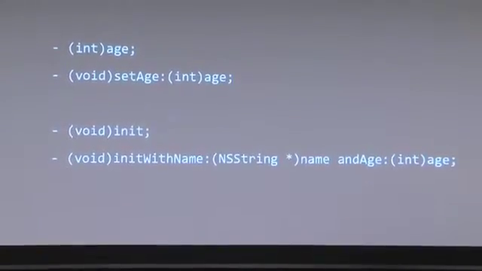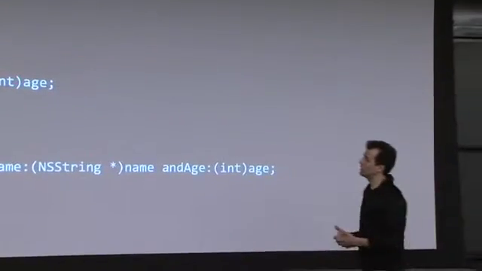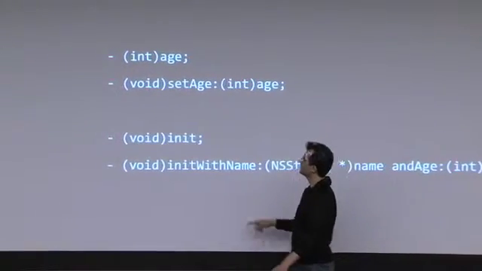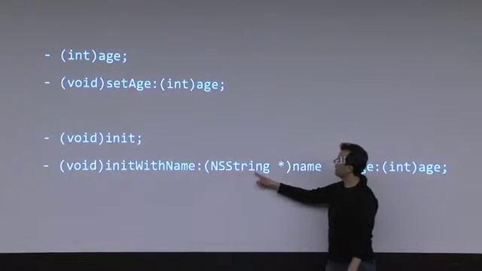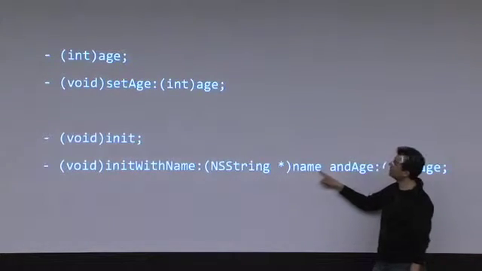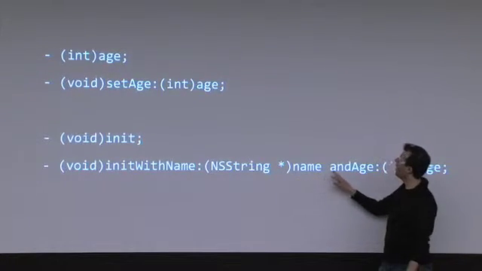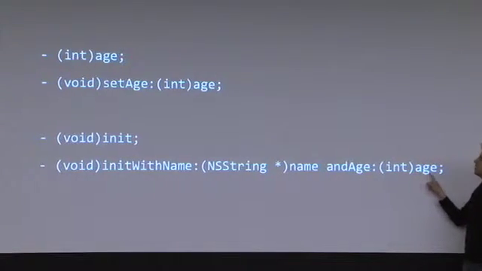If I want to pass to this init method some arguments, much like you would an explicit constructor in Java, I can declare a method called init with name, colon, what do I want to pass in as a name? Well, an NSString star, an object. What do I want to call that thing? Name, for now. And I want to pass in an age, colon, of type int, and call it age.